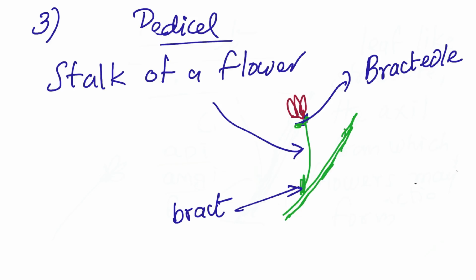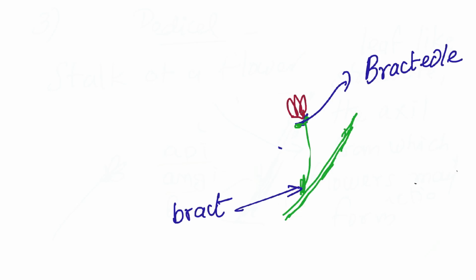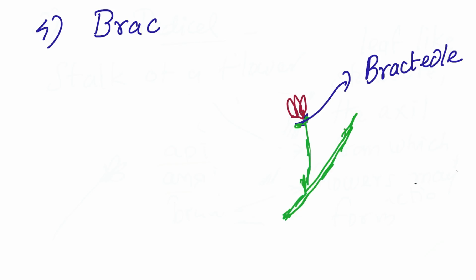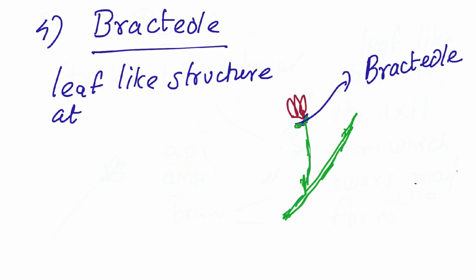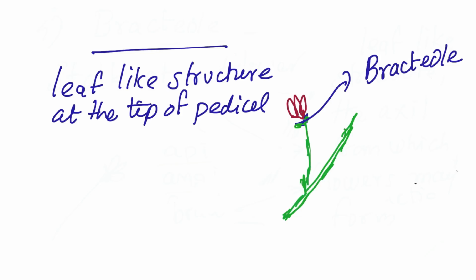Just below the flower we have something called the bracteole. So what is a bracteole? A bracteole is a leaf-like structure at the tip of the pedicel. So you can see that the bracteole is something at the base of the flower, in fact at the base of the thalamus. It's a leaf-like structure at the tip of the pedicel, and naturally, in most cases, bracteoles would be green in color.